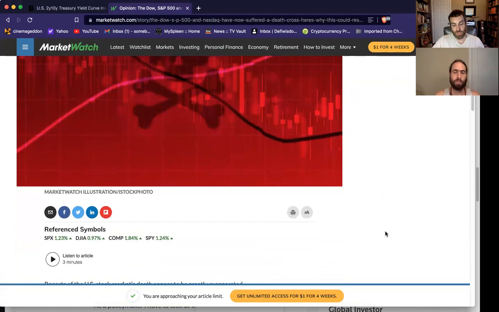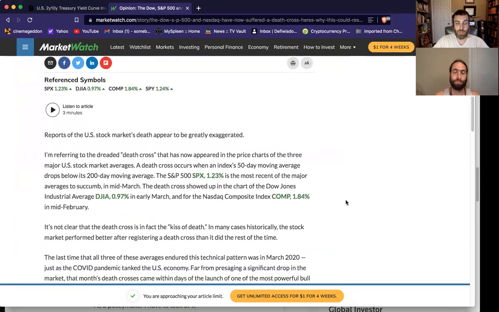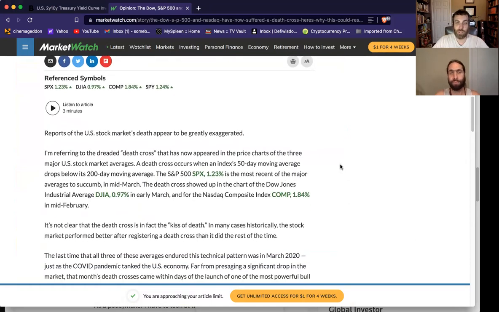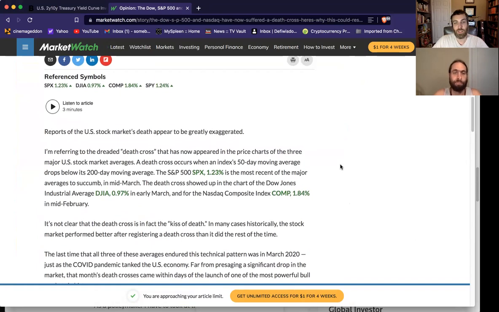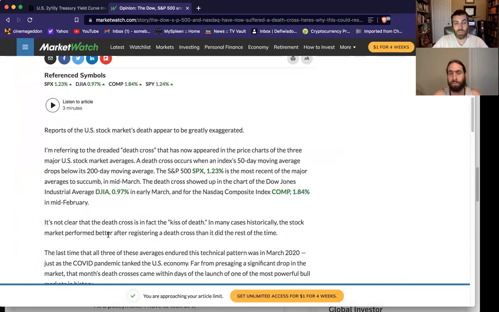which basically means that the most recent price action is below the long-term trend. And so this is another one of those things. It's called the death cross, so it's got some fear built into it just out of the gate, but it's not clearly a kiss of death for markets, because historically the stock market at least has performed better after registering a death cross than it did the rest of the time.